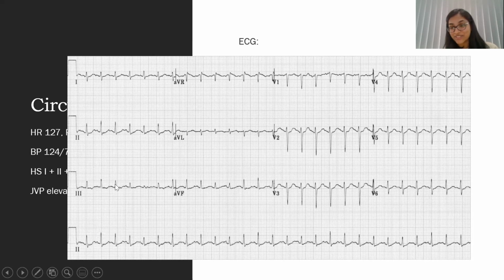It doesn't exactly match this scenario, but I found the best ECG I could for this. You can see their P waves. There's no ST elevation, and we don't see any bundle branch blocks if you want to check that as well. So this would be a sinus tachycardia ECG. There are no other abnormalities, just sinus tachycardia.